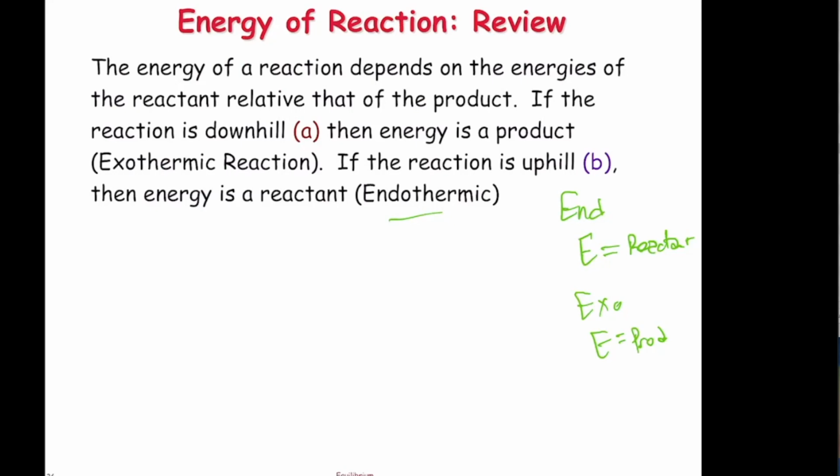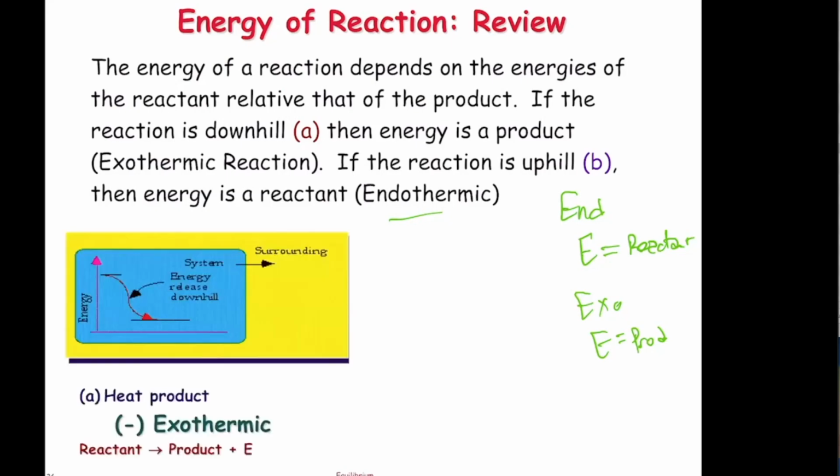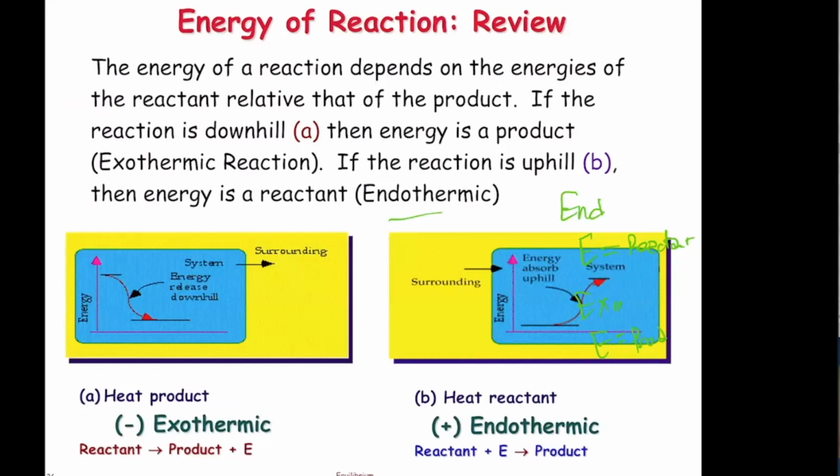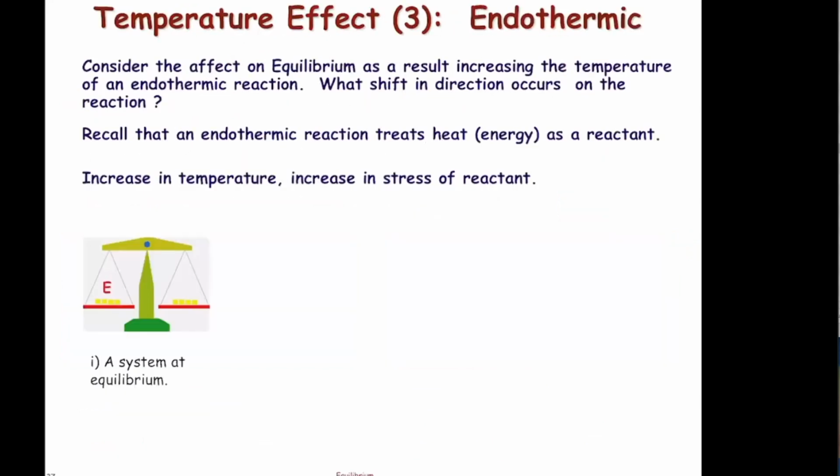So first determine whether energy is a reactant or a product. Determine whether the reaction is endothermic or exothermic. Then you can use our teeter-totter analogy to predict which way the reaction will shift, depending on whether you're heating up the reaction or cooling down the reaction. Okay, so that's what I'm talking about right here. This just introduces exothermic and endothermic. So let's take a look at this right here.